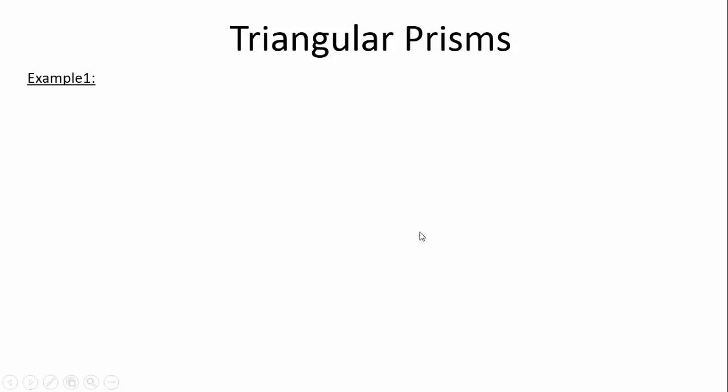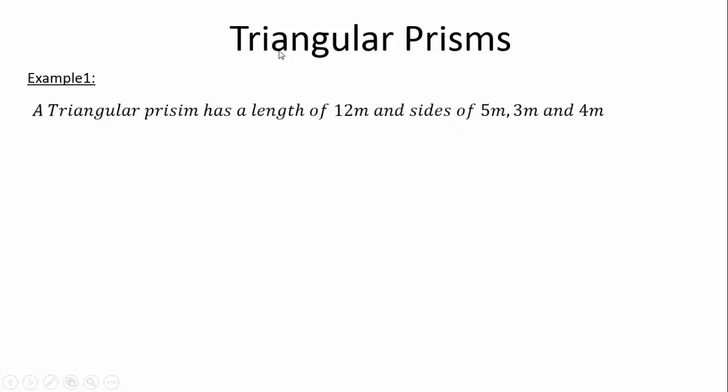Okay, let's go into some examples. A triangular prism has a length of 12 meters and sides of 5 meters, 3 meters, and 4 meters.